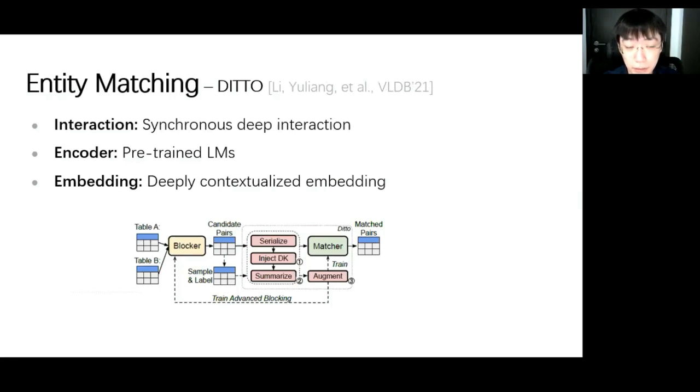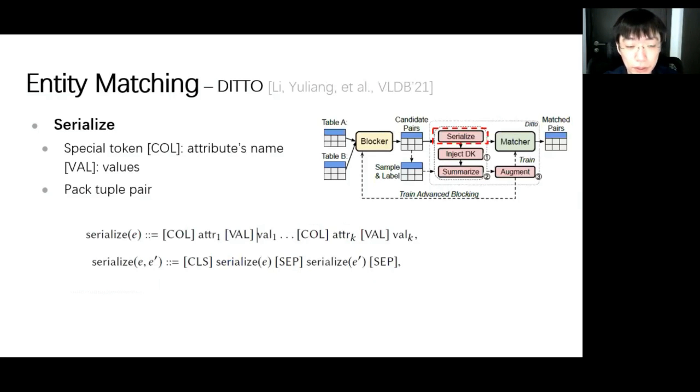Another model based on pre-trained language models is DITTO. DITTO uses a synchronized interaction, which means the model has to feed a pair of tuples at the same time and get their deeply contextualized embedding. For each candidate pair, the model adds special tokens, for example, COL for the attribute name and VAL for the value. And the two tuples are packed together to fit into BERT.